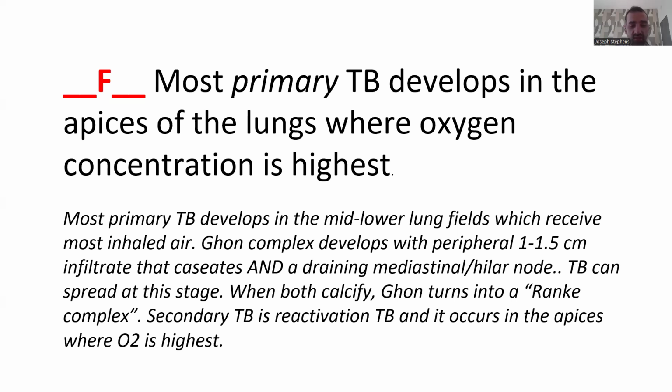When both calcify, the Ghon complex turns into a Ranke complex. Secondary TB, which is reactivation TB, occurs in the apices where O2 is the highest. So primary TB, mid-lower lung fields. Secondary tends to be in the apices.